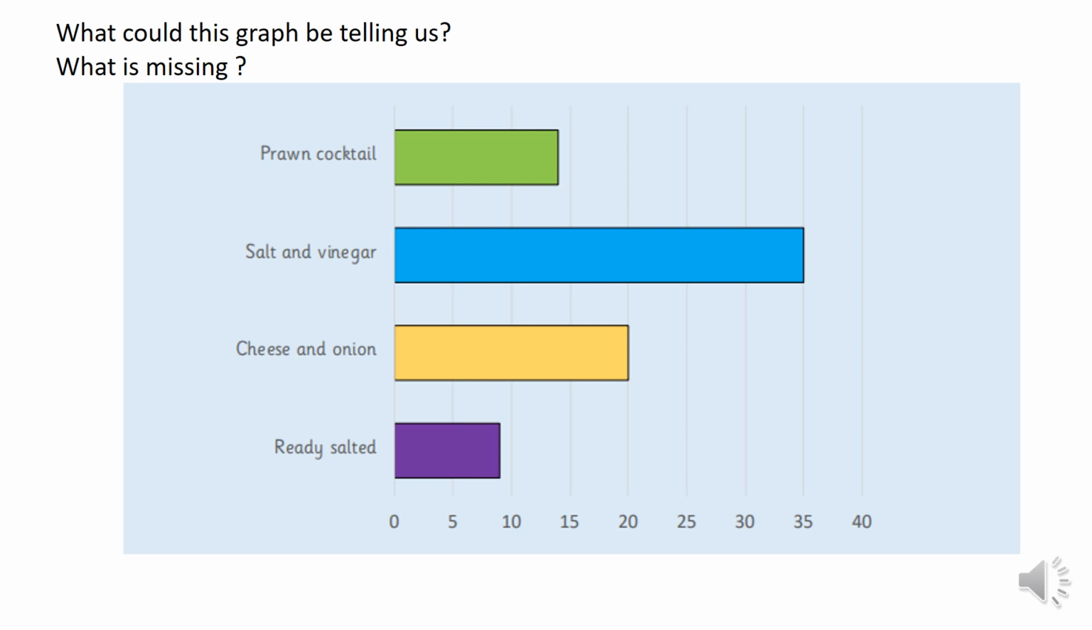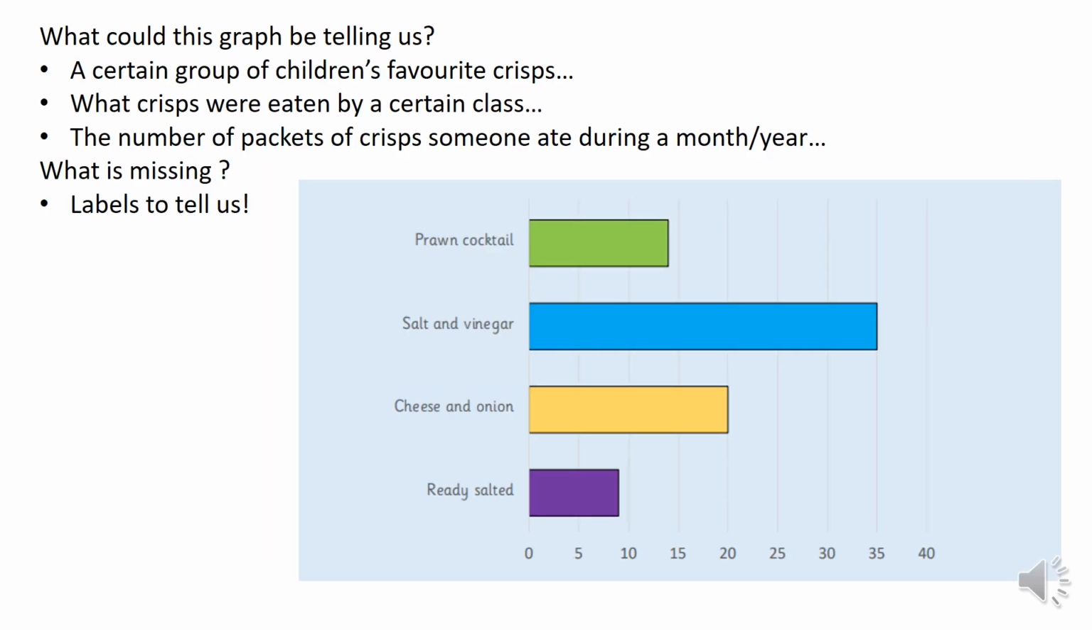I've got a bar chart here. What could this graph be telling us? What's missing? Take a pause in the video and have a look. This graph could be telling us a certain group of children's favourite crisps. Or it could be telling us what crisps were eaten by a certain class. It could even be the number of packets of crisps somebody ate during a month or during a year.